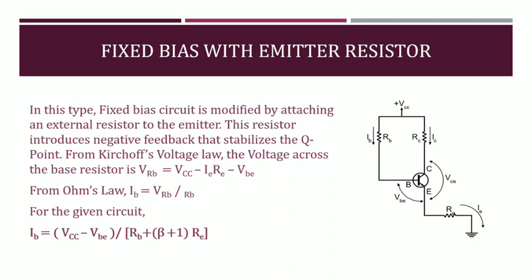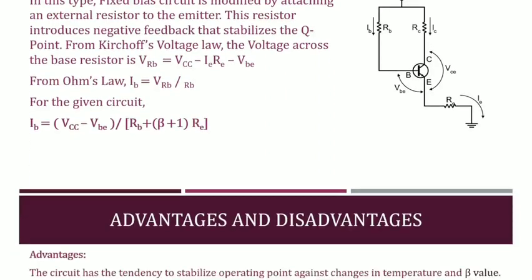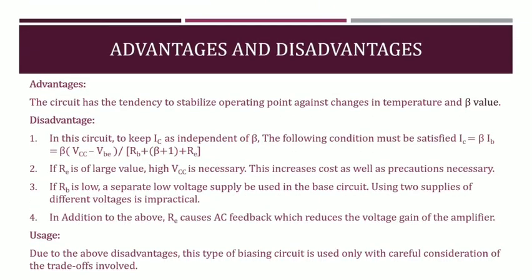Let us move towards the advantages and disadvantages of fixed bias with emitter resistor. When we see about the advantages, the circuit has a tendency to stabilize the operating point against changes in temperature and beta value.